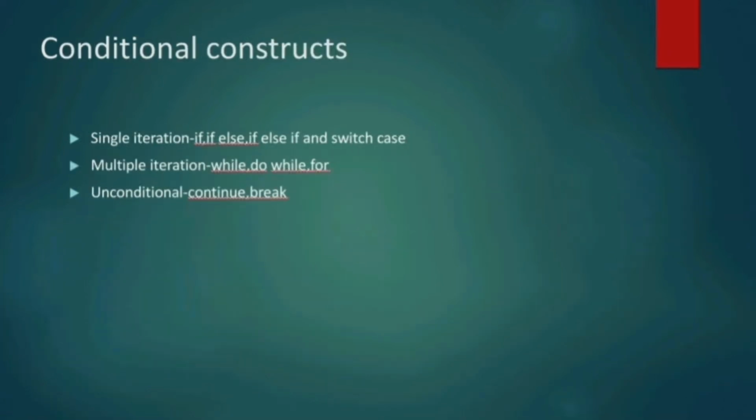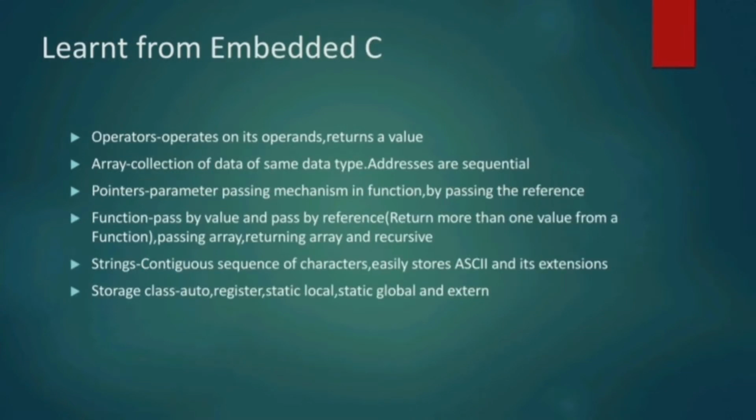Conditional constructions we are using in this are single iteration, multiple iteration and unconditional. Single iteration is if, else if and switch case. Multiple iterations are while, do while and for. Unconditional is continue and break. Learned from embedded C. Operators operate on operands and return a value.